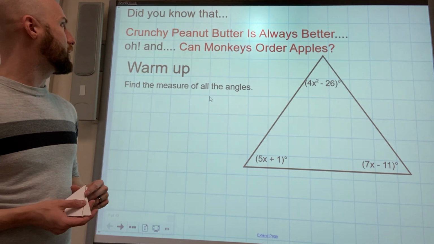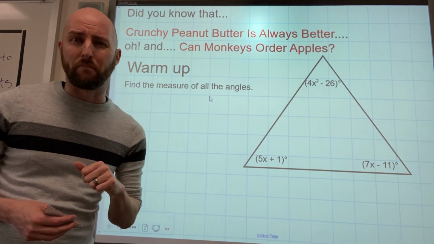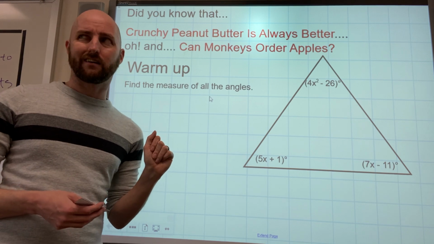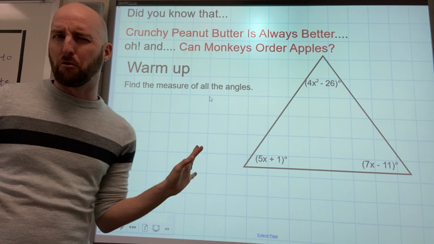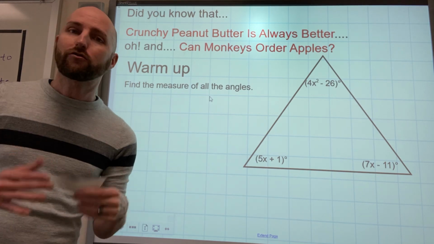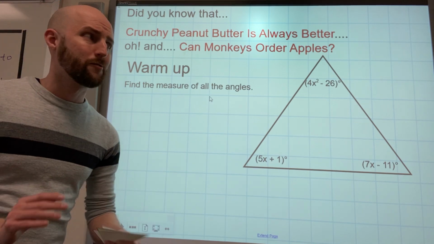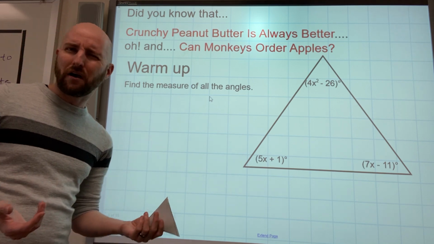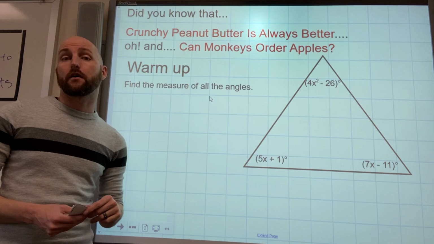You'll also see this random thing up here. Did you know that crunchy peanut butter is always better? Oh, and also, can monkeys order apples? I know they can order a banana because they usually eat bananas, but can they order an apple? And if you're like, what the heck is this guy talking about? It's okay, no worries, just don't even worry about it. Just know that crunchy peanut butter is always better. And yeah, can monkeys order apples? I don't know. Okay, so pause the video if you want to work out this warm-up.